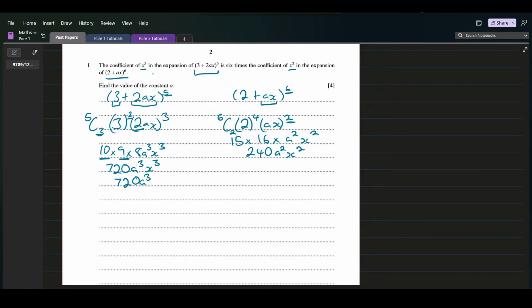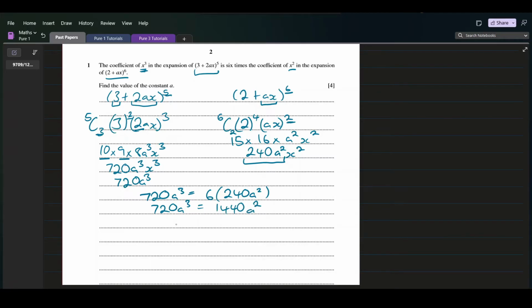So they say the coefficient of x cubed, which is 720a cubed, is equal to 6 times the coefficient of x squared, which is 240a squared. So this is times 240a squared. Let's simplify that. 720a cubed is equal to 6 times 240, which gives us 1440a squared.